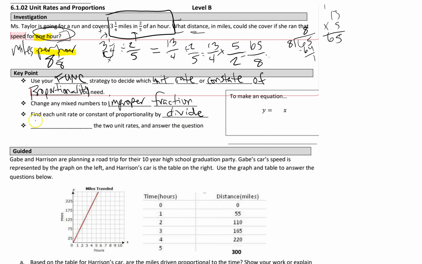Next thing, if we have multiple unit rates, we're going to have to compare them maybe. And then over here it says to make an equation, remember it's always going to be y equals something x. This something is your COP. So COP, whatever that number is, just plug it in. Y equals COP times x is your equation.